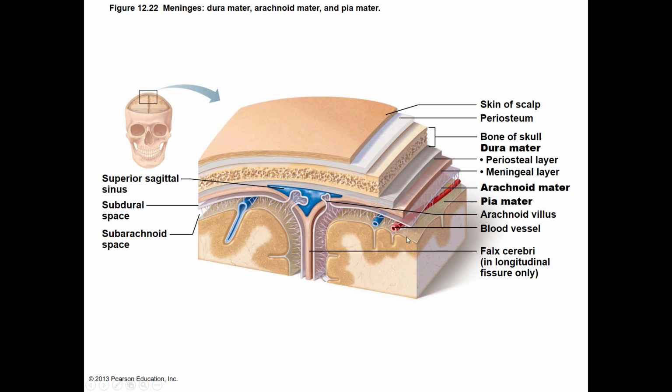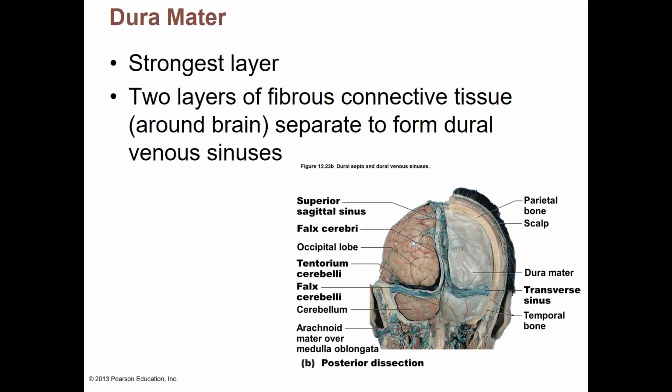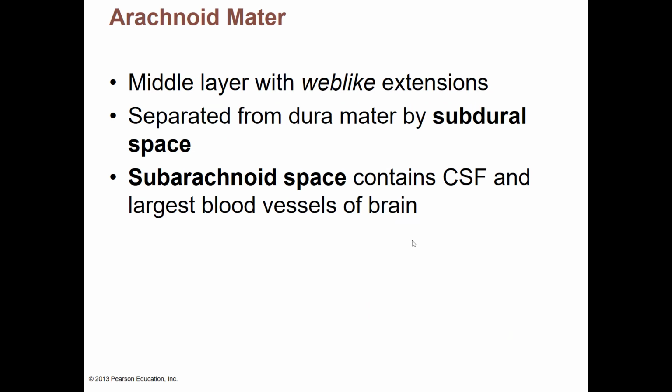Now, I already said dura mater is the strongest layer, and it has two sub-layers that allow it to be extremely tough. In lab, we can even see some of this. It's a very tough material. To access the brain, you have to cut it and kind of peel it away, and it's easy to do. Underneath that is the arachnoid mater that has little web-like extensions. It's separated from the dura mater by what's known as the subdural space, below the dura mater, and there's a thin film of fluid that's found in there.